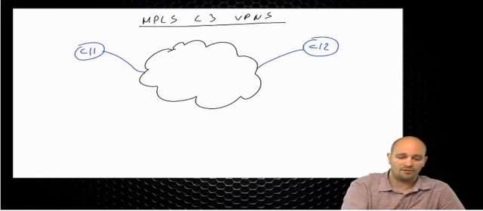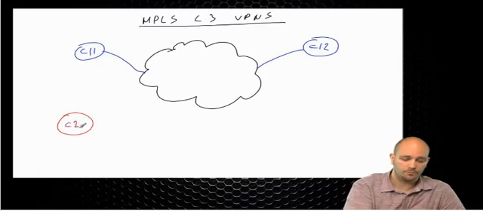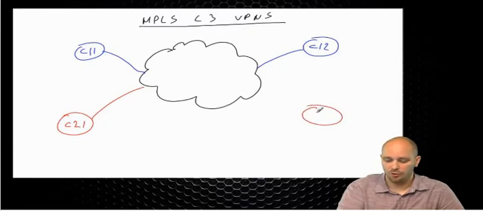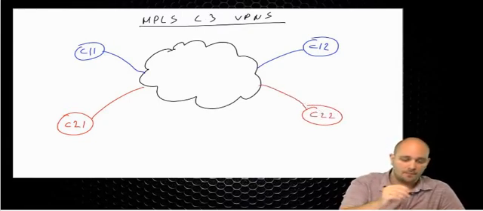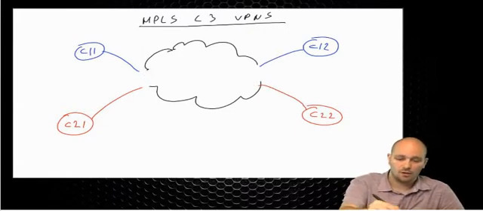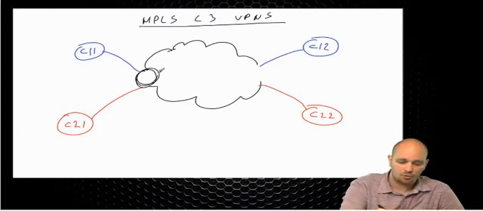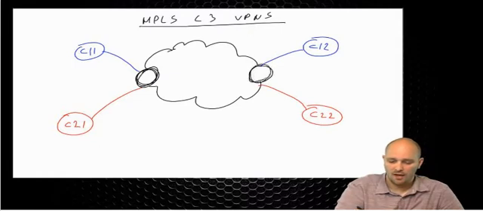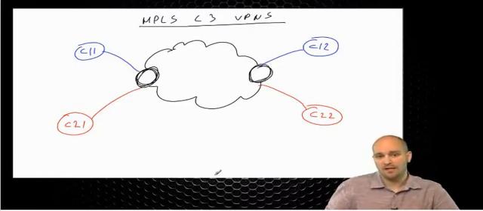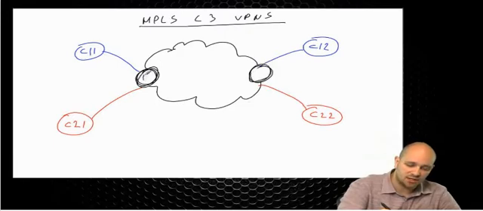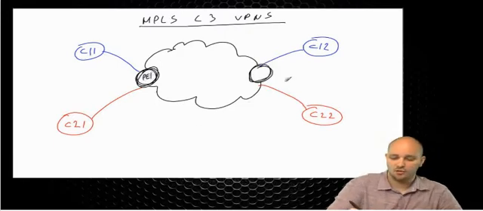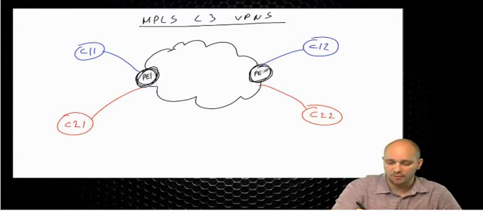And I'm going to have customer 2, site 1, and customer 2, site 2. Let's say that these are connected to the same MPLS node, to the same device on two ends of my MPLS cloud. In MPLS terminology, these devices are called provider edge routers. So this is going to be PE1 and this is going to be PE2.